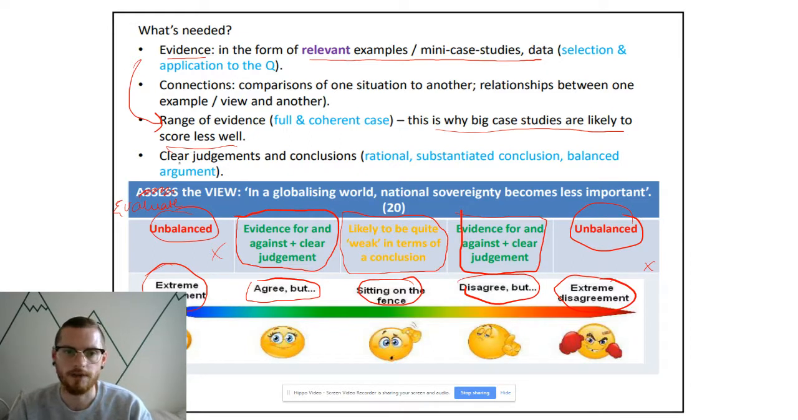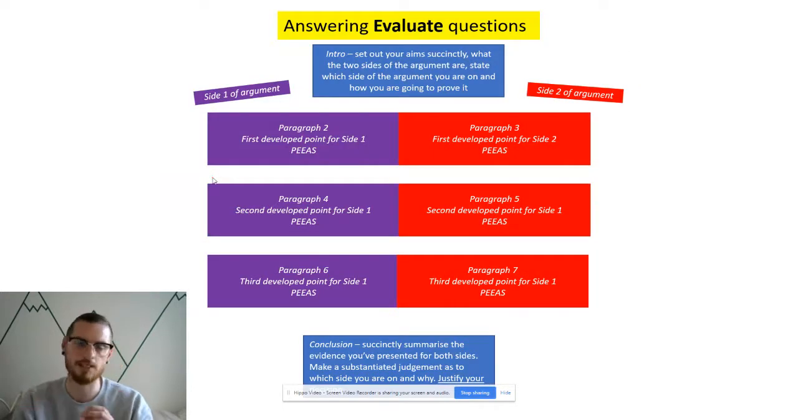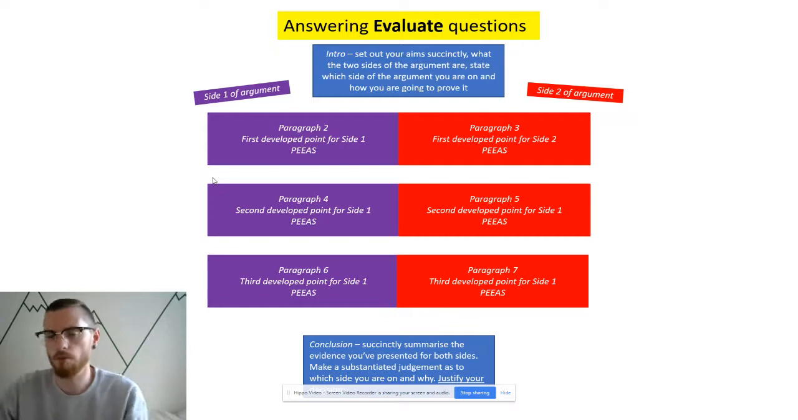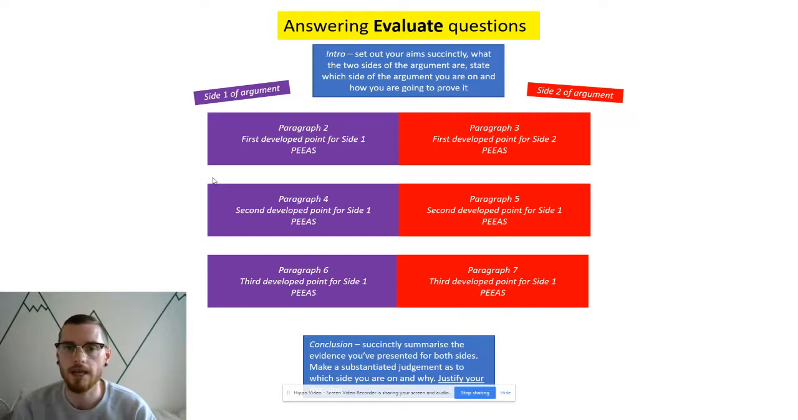And then lastly, clear judgments and conclusions need to be made. It has to be a rational, substantiated conclusion that has come from a balanced argument. And this is the structure that we've been teaching you in class. Now, you can see I've color-coded it, okay? Blue at the top, you've got the introduction. Blue at the bottom, the conclusion. And then we've got side 1, purple, one side of the argument. Side 2, red, the other side of the argument. You must tease out of the evaluate question what the two sides of the argument are going to be.